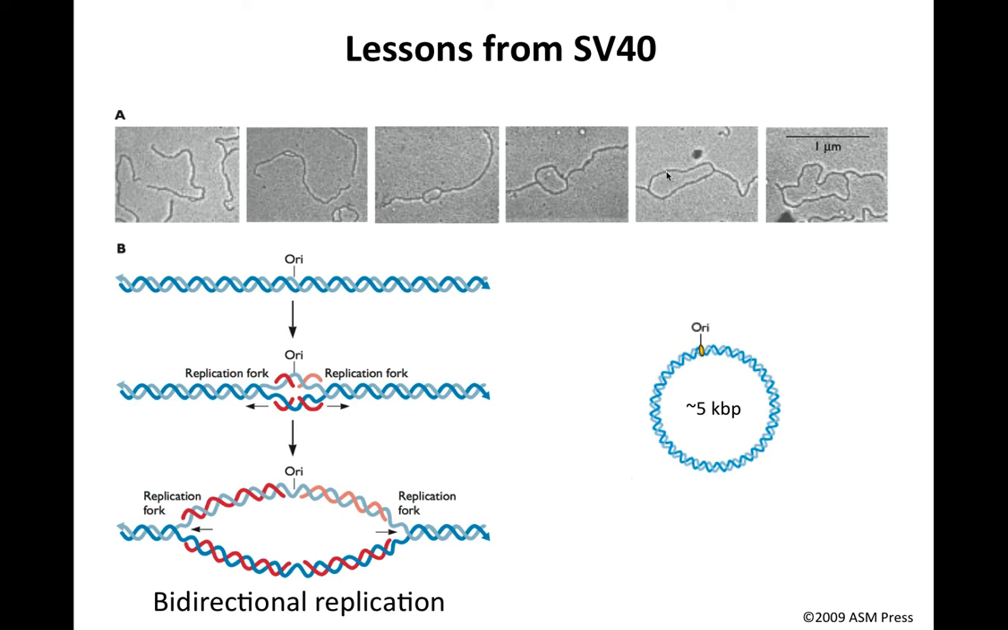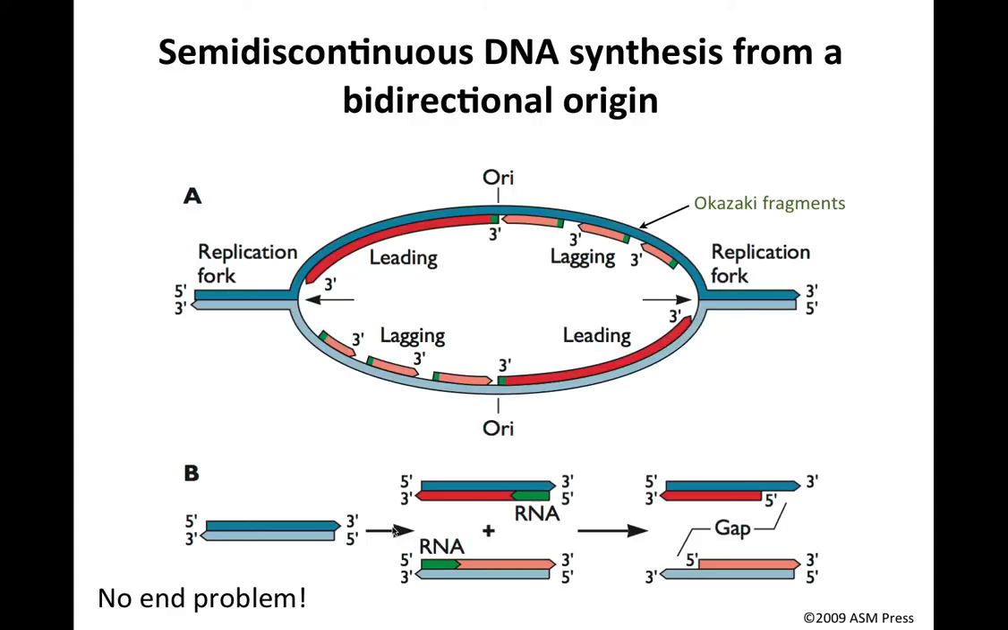So this bubble is made of double-stranded DNA, and there's a fork at either end, and somewhere in the middle would have been the origin of replication. So that's how the origin of SV40 works. And again, it's the starting site for DNA synthesis. The DNA synthesis occurs in a bidirectional manner in both directions from the origin, and results in production of two replication forks. So let's explore how this happens.